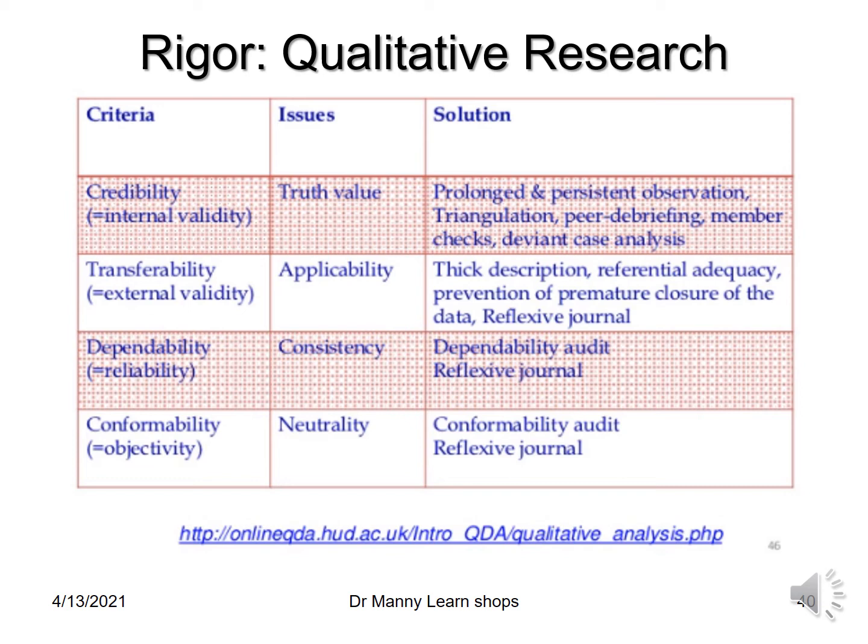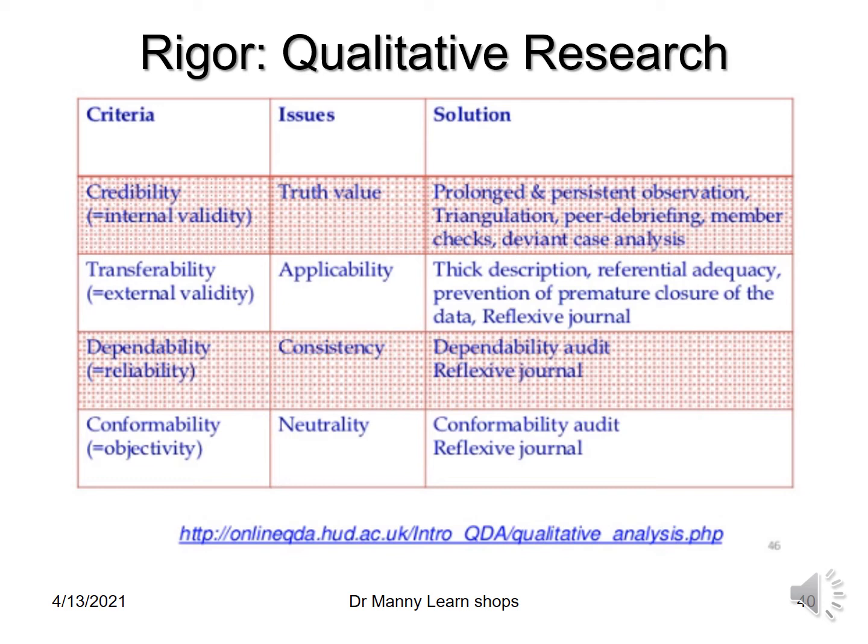Well, in credibility, it's about prolonged or persistent observation, triangulation, peer debriefing, member checks, and just in case there are deviant cases, to analyse those as well, which means they could be redundant in relation to your research. And that's what I said. Anything that doesn't relate to your research and you've taken out of your analysis, keep it. Because by being transparent and talking about it when you talk about your findings, this relates to the credibility of your research, which means you've done the right thing.